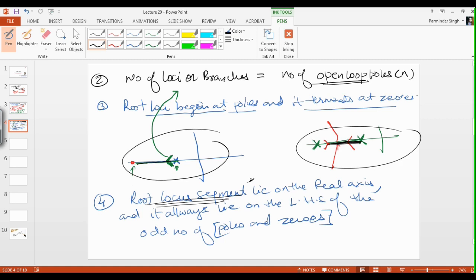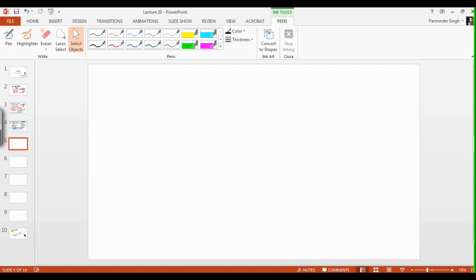Root locus segment is that part on the real axis where the root locus is plotted. You cannot plot root locus randomly at any place on this complex plane. It has to be plotted on the root locus segment. So root locus segment is very important. Root locus segment always lies on the real axis, number 1. You will always have it on the real axis. Second, where do you find it? It will always lie on the left hand side of the odd number of poles and zeros. I'll explain this. What is odd number of poles and zeros?